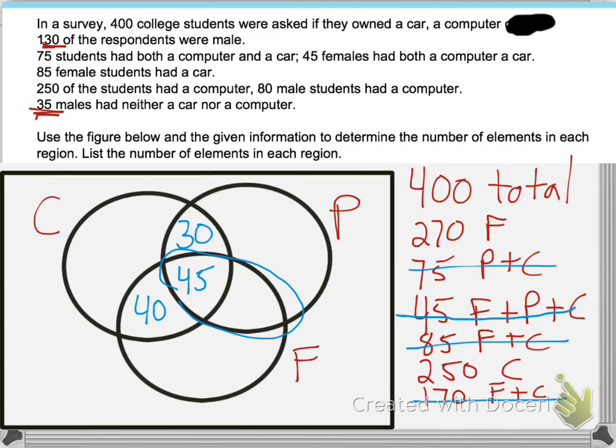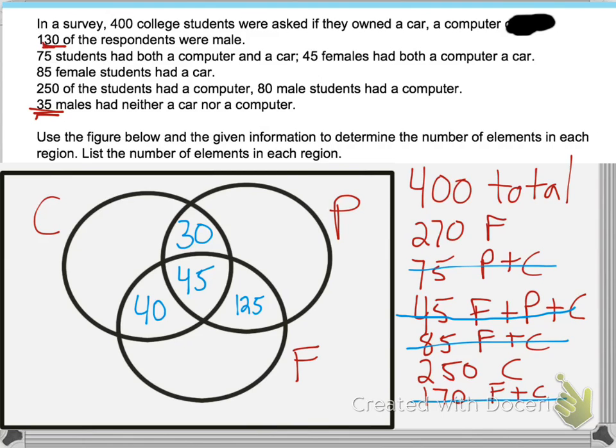We've accounted for 45. Well, if we take 170 minus 45, that'll give us our answer. So go ahead and do that. 170 take away 45 is going to leave us with 125. So we get 125 in this region. Okay.